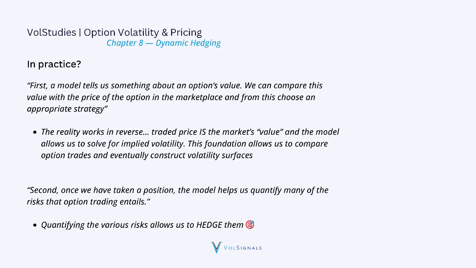Now, in practice, with respect to that first point, I'd like to offer a little bit of a modification. Especially in terms of market making, the reality tends to work in reverse. The traded price is the market's value, and the model allows us to solve for implied volatility. That's why we call it implied volatility, because we derive it from the price that the market gives us. This foundation allows us to compare option trades and eventually construct vol surfaces, like we talked about in the previous chapter. And with respect to the second point, quantifying the various risks allows us to hedge them, a fundamental part of market making itself.